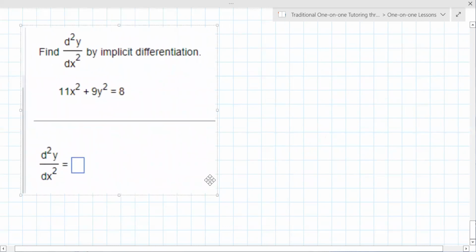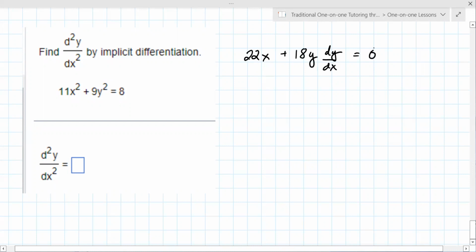Okay, find d squared y over dx squared by implicit differentiation. This one's more difficult because you have to take a second derivative, but you start by taking the first derivative just like we've been doing. So the 11x squared is 22x. The second one is 18y dy/dx equals 0. Now, normally you solve this for dy/dx, and we do need to do that. But before we do that, we're actually going to take a second derivative. So with respect to x, that's just the same thing, 22.